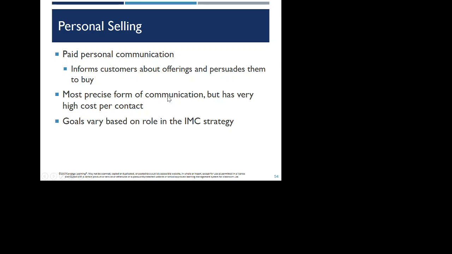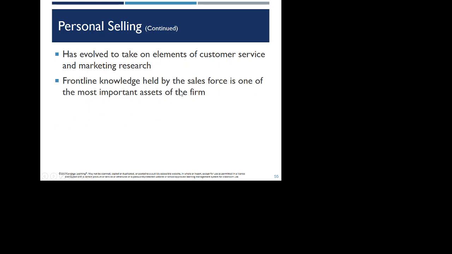Personal selling, we all love the salesperson, right? Definitely part of the promotion mix, definitely part of IMC. Very customized, very personal, very expensive as well. A lot of firms don't even do personal selling because they don't necessarily have to. For others, it's their entire business model. I worked for a firm whose entire business model was to have a fleet of salespeople out there knocking on doors, trying to sell products.